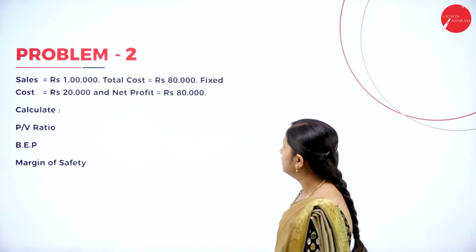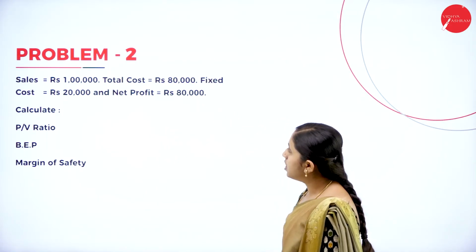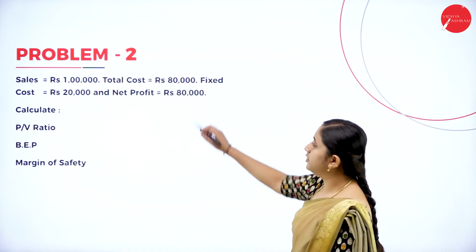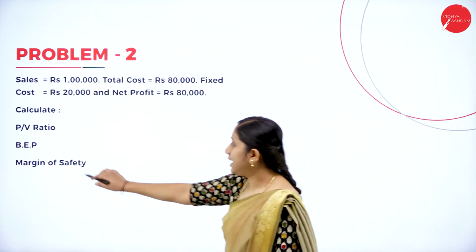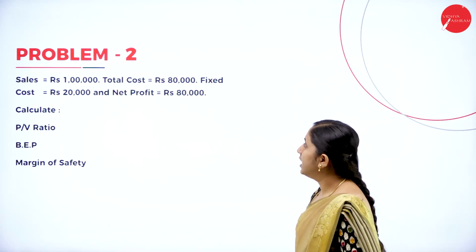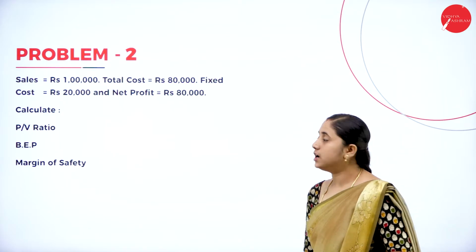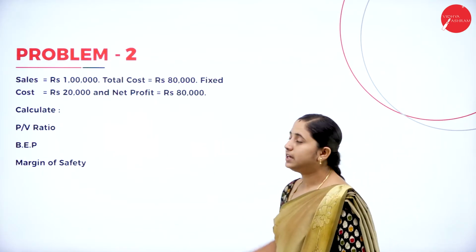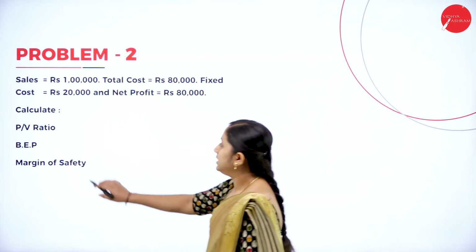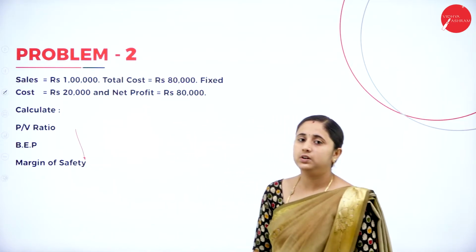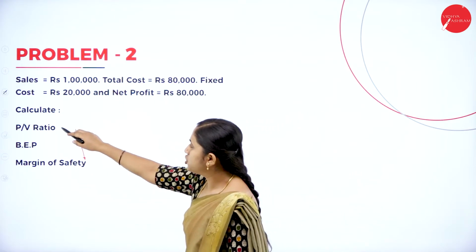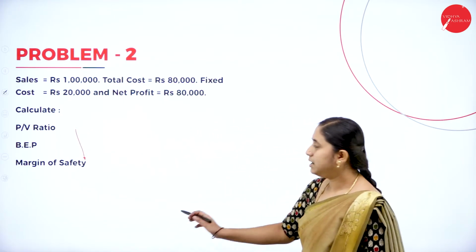Sales 1 lakh, total cost 80,000, fixed cost 20,000 and net profit 80,000. Here they have not given variable cost. You need to calculate PV ratio, BEP and margin of safety. So here first you need to calculate the variable cost, then PV ratio, then BEP and margin of safety. Before calculating these three, first you need to calculate contribution, then PV ratio, because contribution and PV ratio are required to calculate BEP and margin of safety.